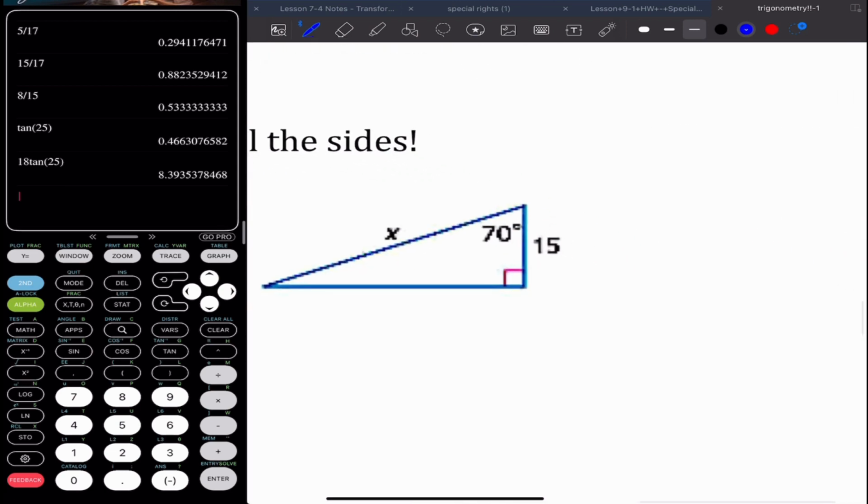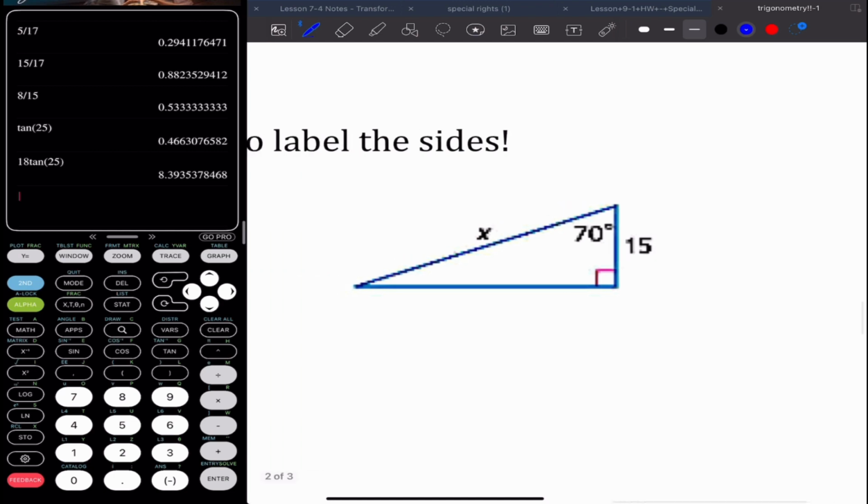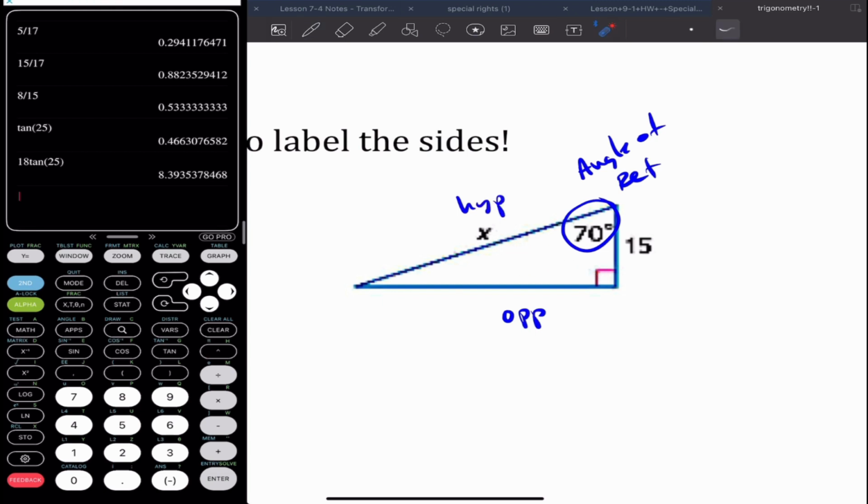Let's look at this particular triangle. So 70 is my angle of reference. And then I'm going to start labeling. This is my opposite side. This is my hypotenuse. Why is it the hypotenuse? Because it's across from the 90-degree angle, and this is my adjacent side.